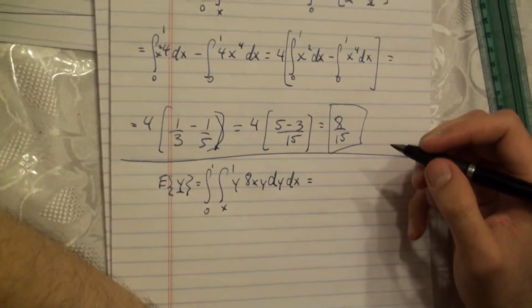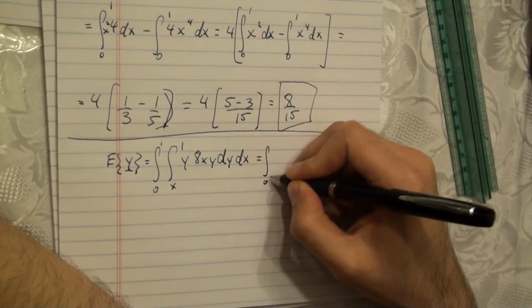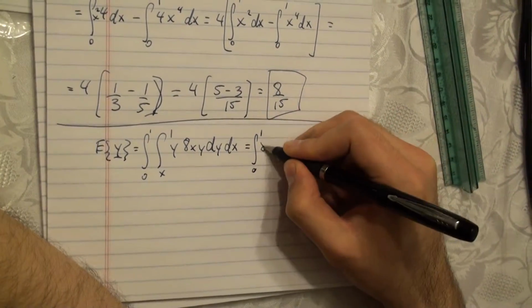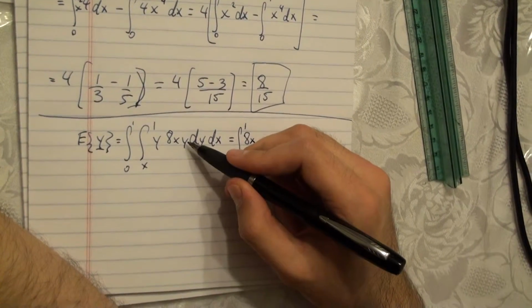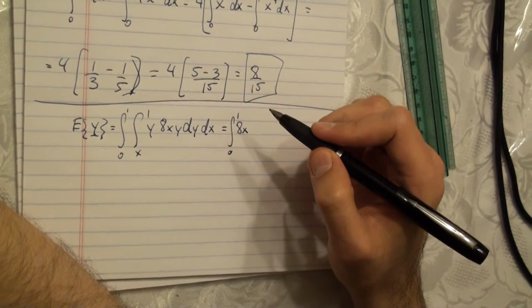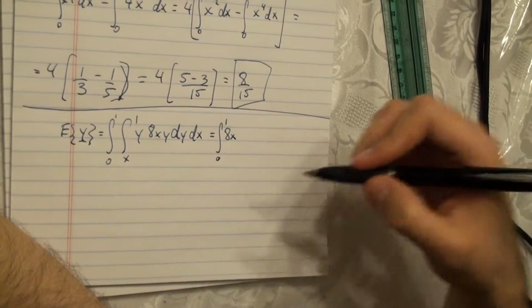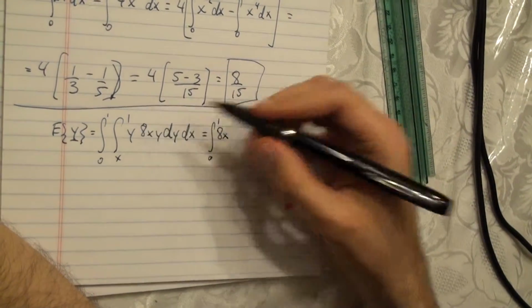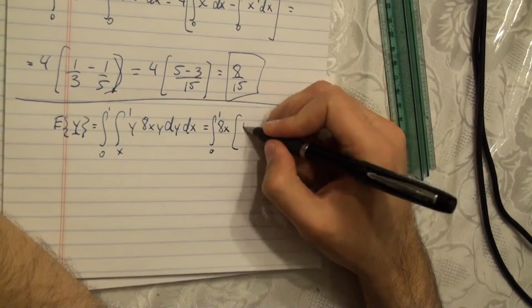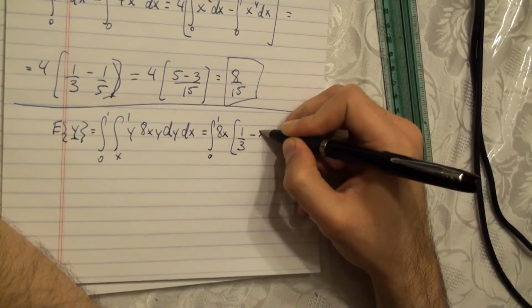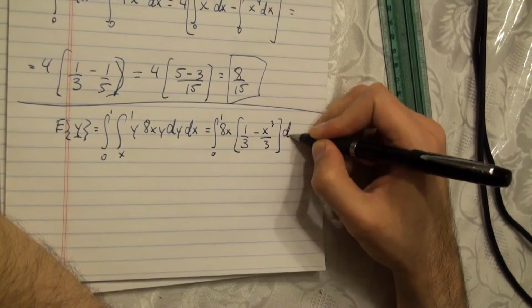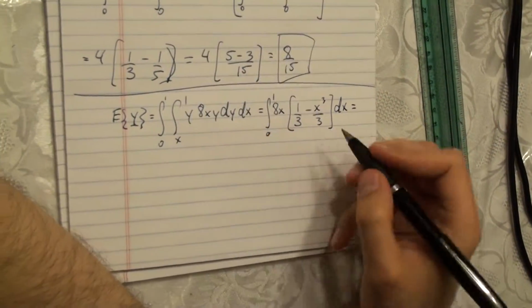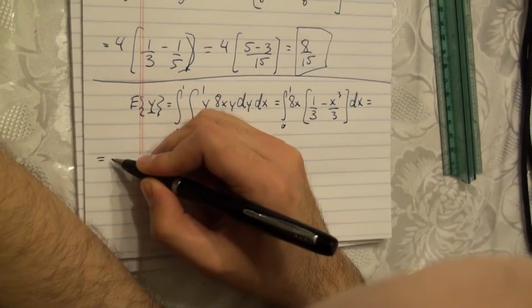So, what's going to happen? The integral from 0 to 1 of 8x. These two y's combine together to become y squared. The integral of y squared is going to be y cubed over 3, evaluated from x to 1. So that's just going to become 1/3 minus x cubed over 3, dx.